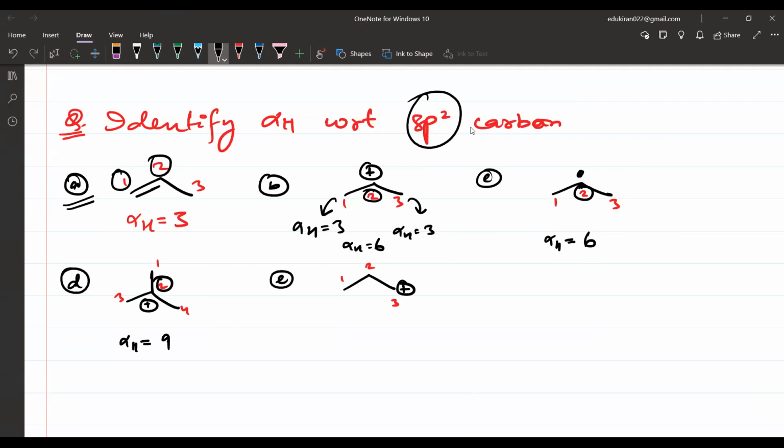sp2 कौन सा है? First and second. No. First and second कैसे है? First में कितने हाइड्रोजन हैं बताइए इरम? How many hydrogens in the first one? 3. What is the steric number for this? 4 minus 1, which is 3.